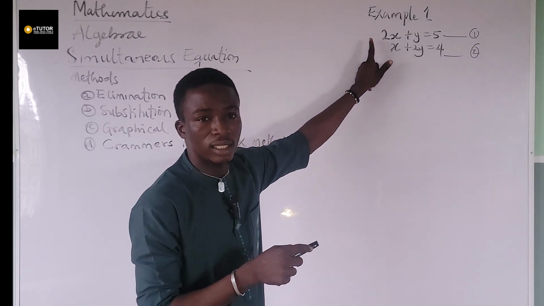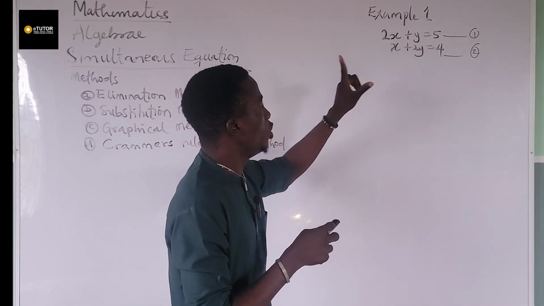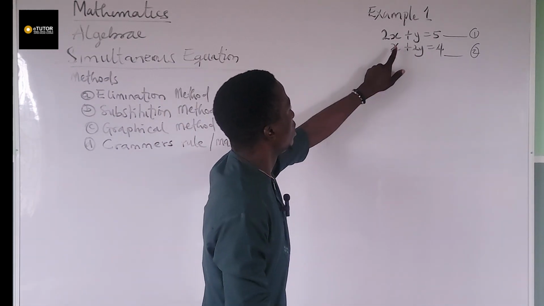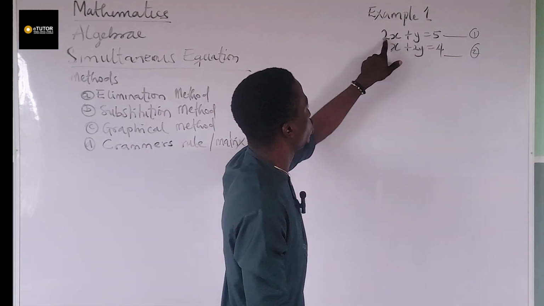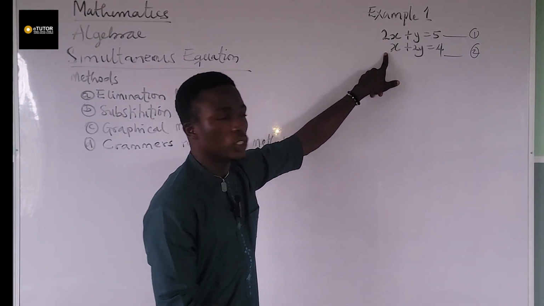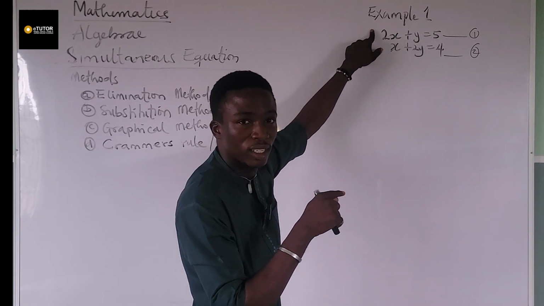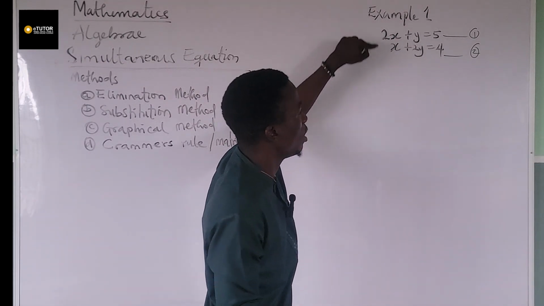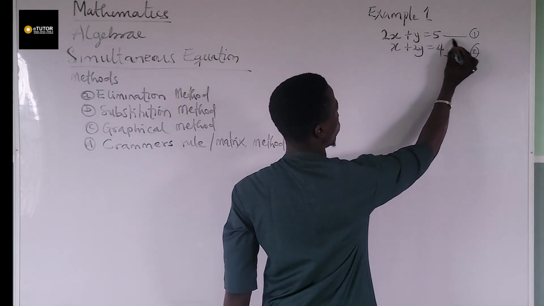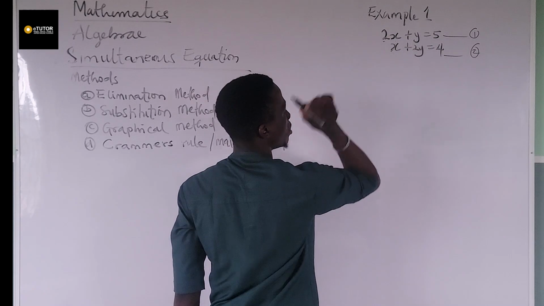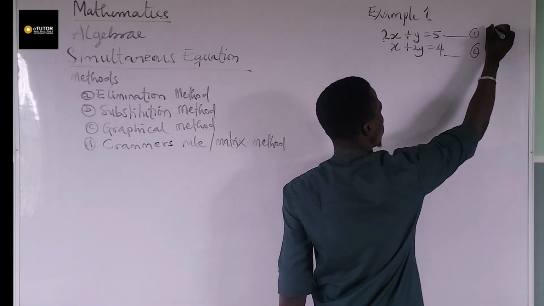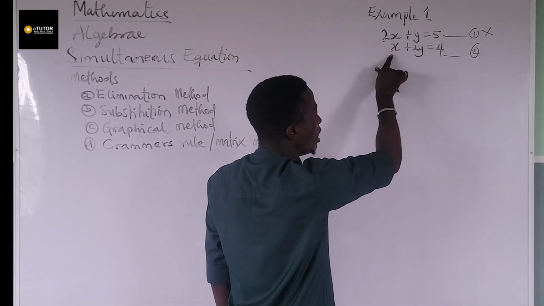To eliminate x, you need to make the coefficients of x equal in both equations. If you check, the coefficient of x in the first equation is 2, while the coefficient of x in the second equation is just 1. And how do you do that? Very easy. So to make them equal, you multiply the first equation by the coefficient of x in the second equation.